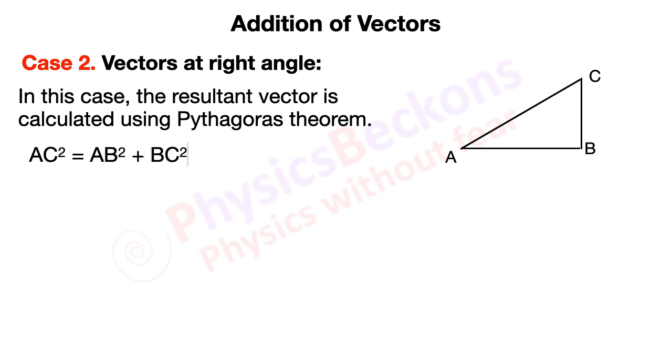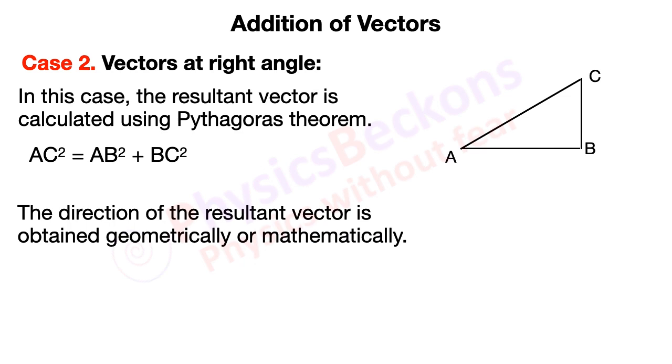Let's recall Pythagoras theorem. Pythagoras theorem is applicable to right angled triangles. Here angle B is right angle. So we have AC square equal to AB square plus BC square. That is, square of the hypotenuse equal to sum of squares on the other two sides of the right triangle. The direction of resultant vector is obtained geometrically or mathematically. There are two different methods. We will discuss both.